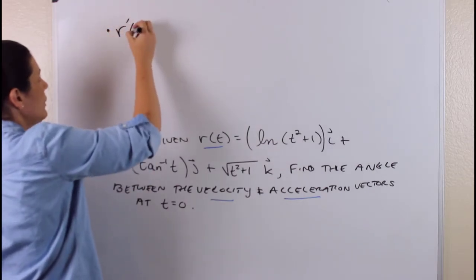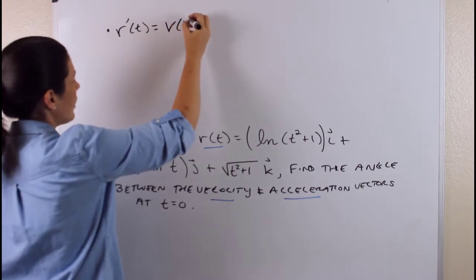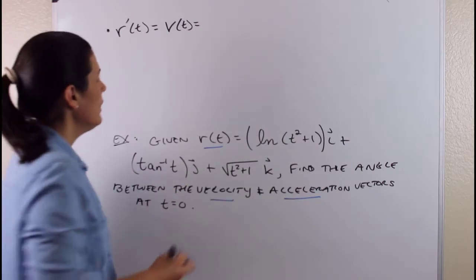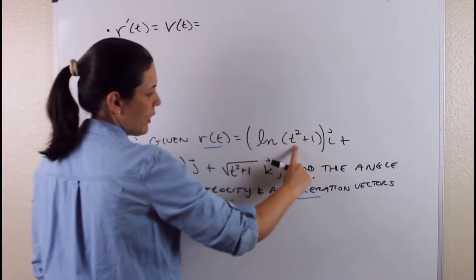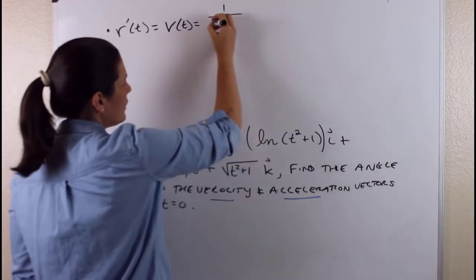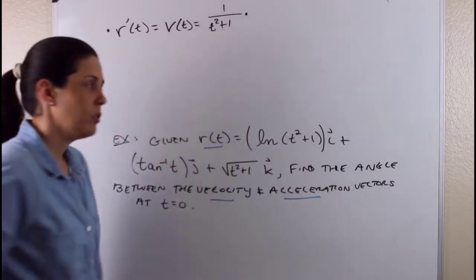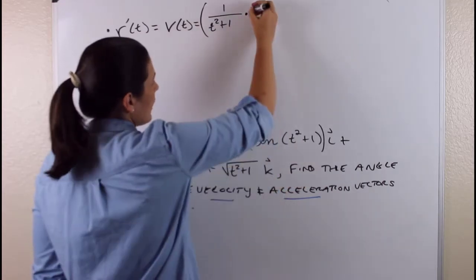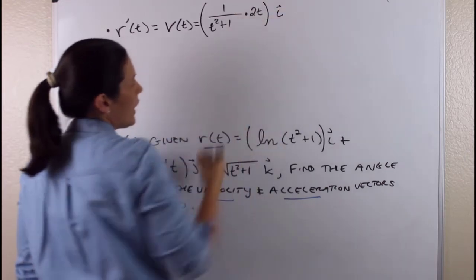So r prime of t is our velocity. And we can just start taking derivatives component-wise. So let's jump right in. Derivative of natural log of t squared plus 1. So that's going to be 1 over the inside, t squared plus 1, but we still have the chain rule. So times the derivative of the inside, so times 2t. Okay? And that's going to be the i component.